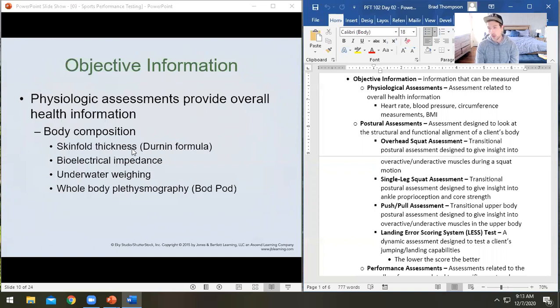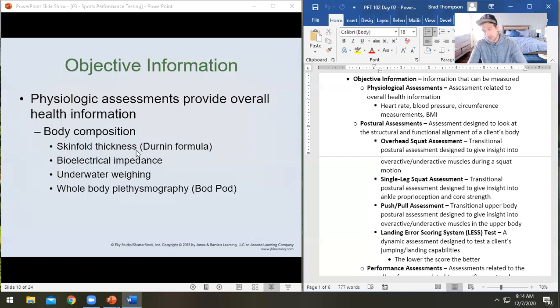So why use them? And then we have underwater weighing, which is the most accurate. That's the best one that you can do, just because we know exactly how much fat weighs in this world when it's underwater. So that's actually a really easy way for us to tell how much body fat someone has.